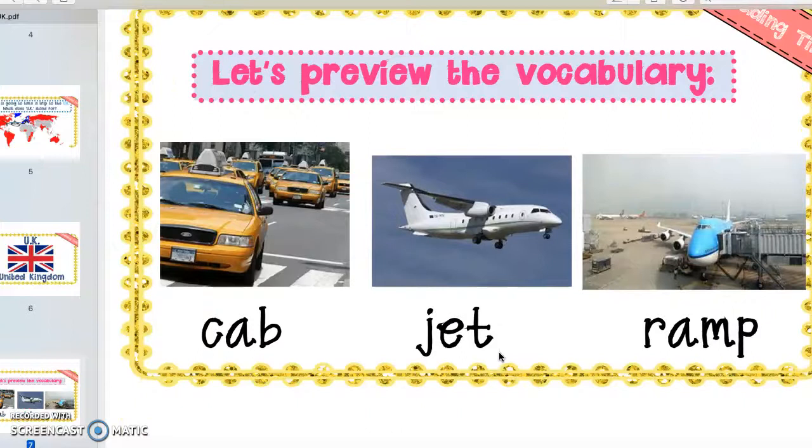There were also some words that she used that you might not be familiar with. One was a cab. She took a cab when she got to the UK. She went to the UK on a jet. And she had to walk down a ramp. Here's the ramp.